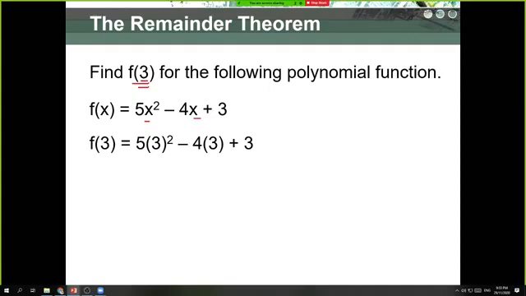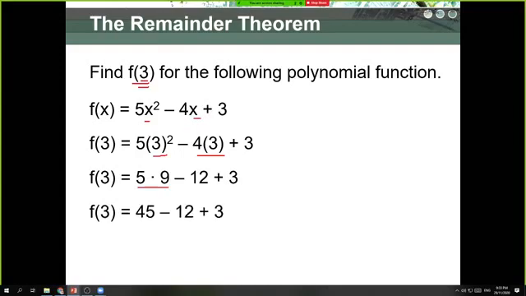So let's do the exponent first, and let's multiply this. You will be getting 5 times 9 minus 12 plus 3. And then you multiply 5 and 9, you'll get 45, bring down 12 and 3. And then you do the operation, 45 minus 12 plus 3, you will get 36. So we are simply doing the substitution process here.